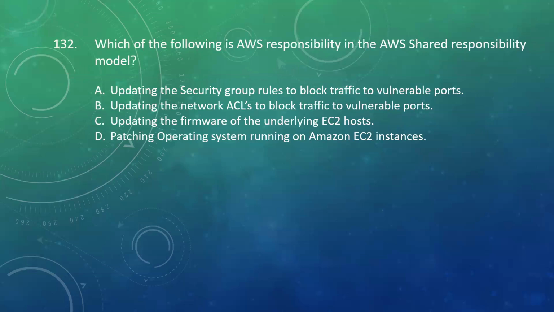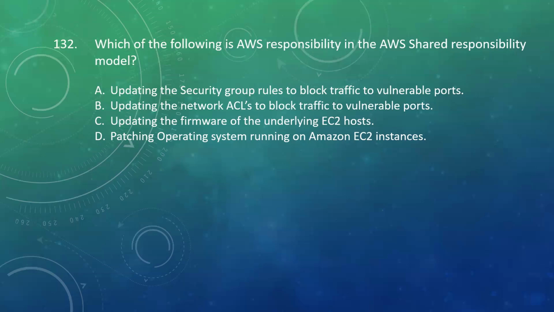Next question. Which of the following is AWS responsibility in the AWS shared responsibility model? Your options are updating the security group rules to block traffic to vulnerable ports, updating the network ACLs to block traffic to vulnerable ports, updating the firmware of the underlying EC2 hosts, patching operating system running on Amazon EC2 instances.